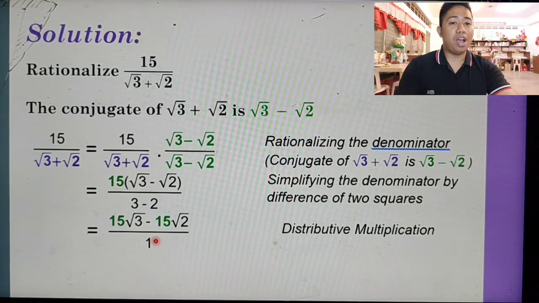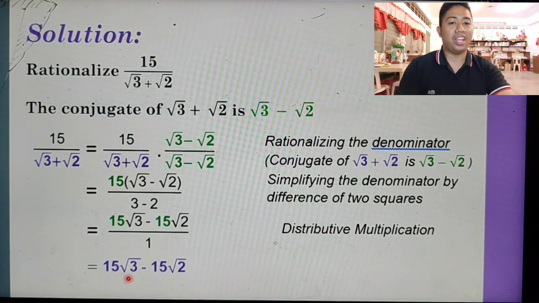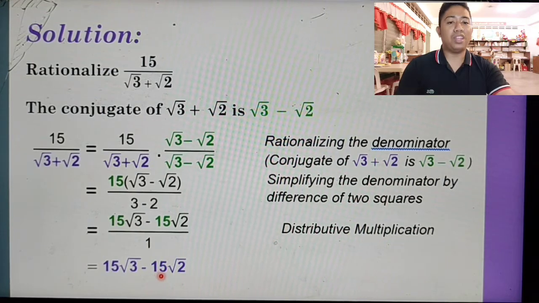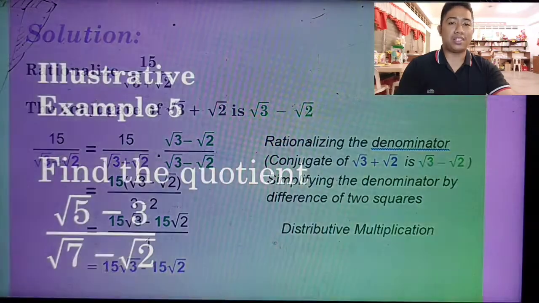Division by 1, so the numerator stays the same. So that is 15 square root of 3 minus 15 square root of 2, and that is our final answer. So another example, let's move on to the next.